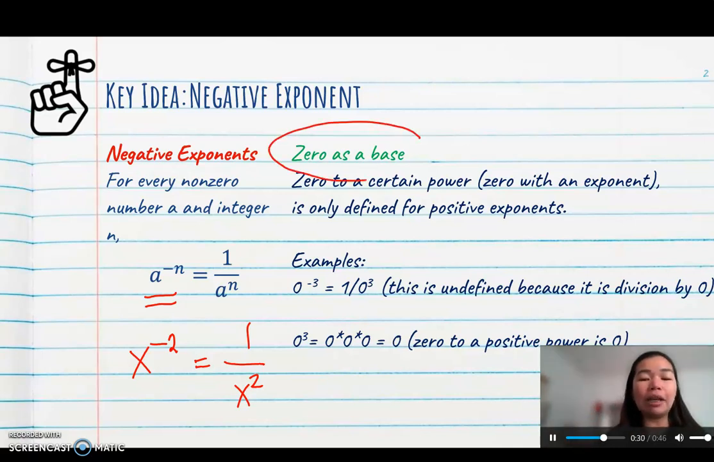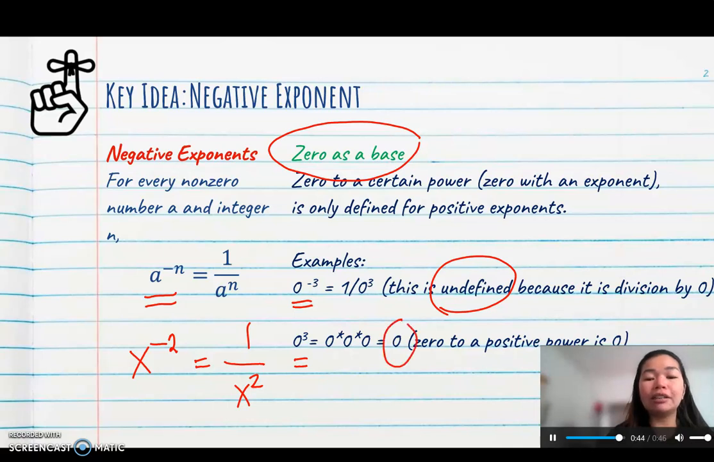Next, if our base is 0, so if 0 is raised to a negative exponent, it will be undefined. If 0 is raised to a positive exponent, the answer will be 0.